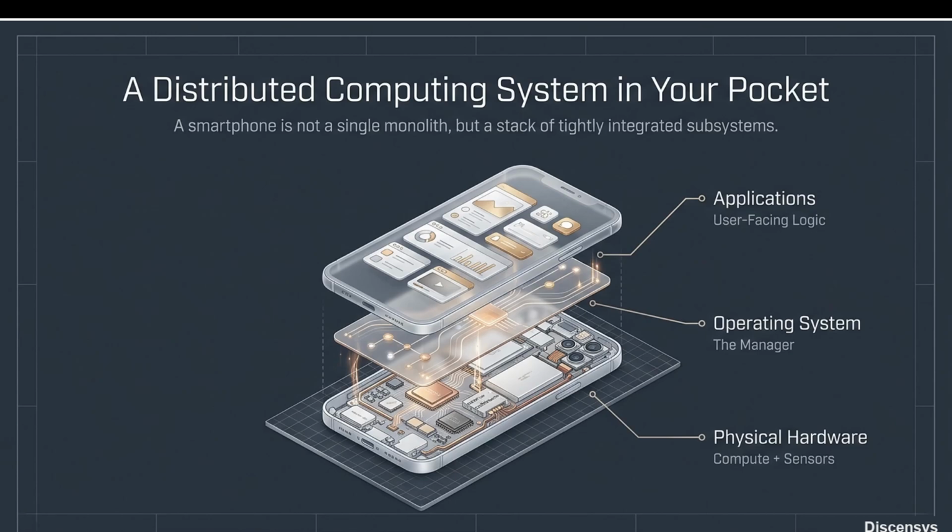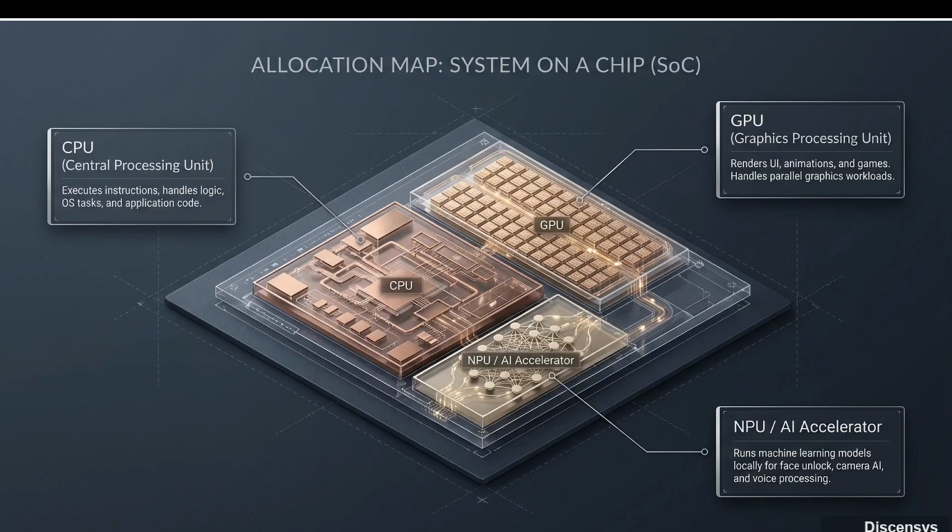A smartphone is not a single monolith, but a stack of tightly integrated subsystems. What that means is that a smartphone is not built upon a single system. It is the integration of multiple subsystems which are categorized based on their working. So, we'll first get to know the main components which are going to process everything within the smartphone.